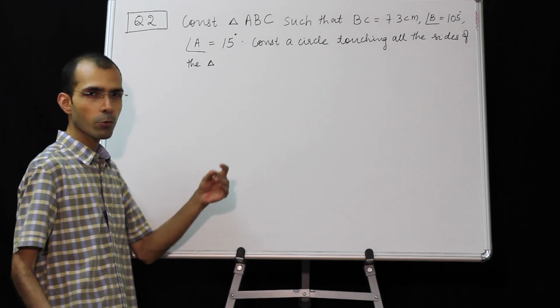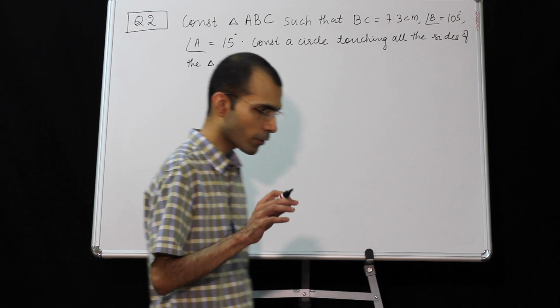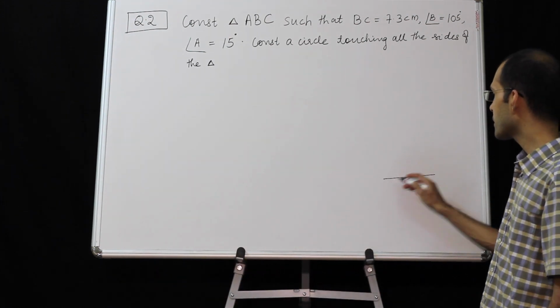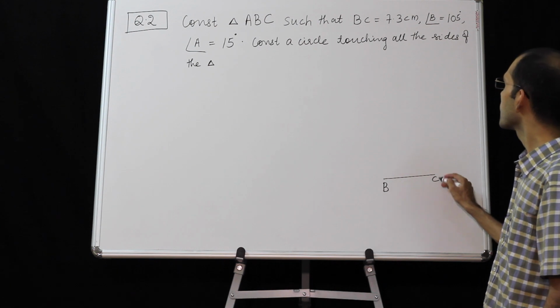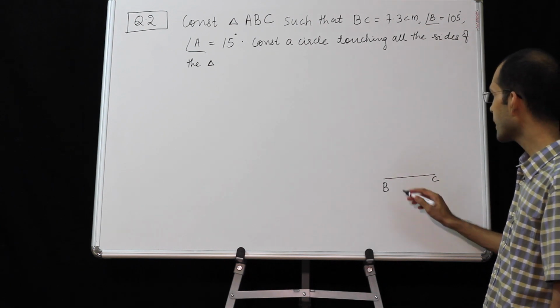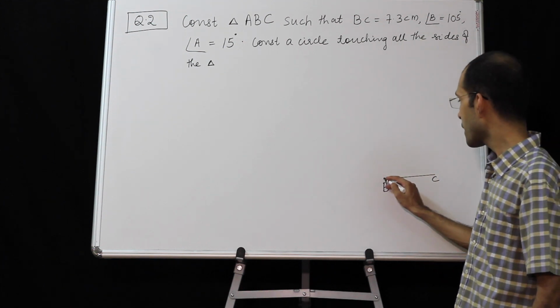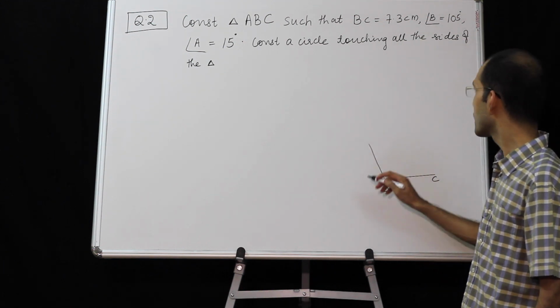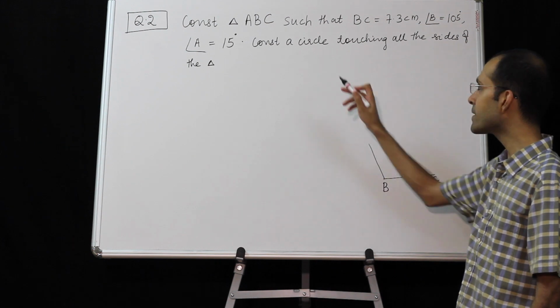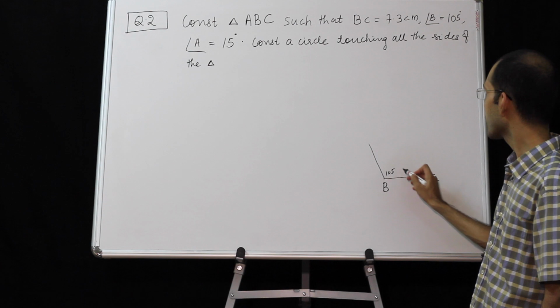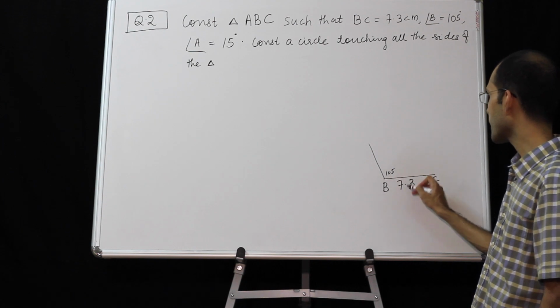Now we will see, to get a triangle, we'll draw a rough figure to see how it is going to look like. This is BC, 7.3. Okay. B is 105. It's an obtuse angle. Now angle A is given to us, 15. B is 105. This is 7.3.